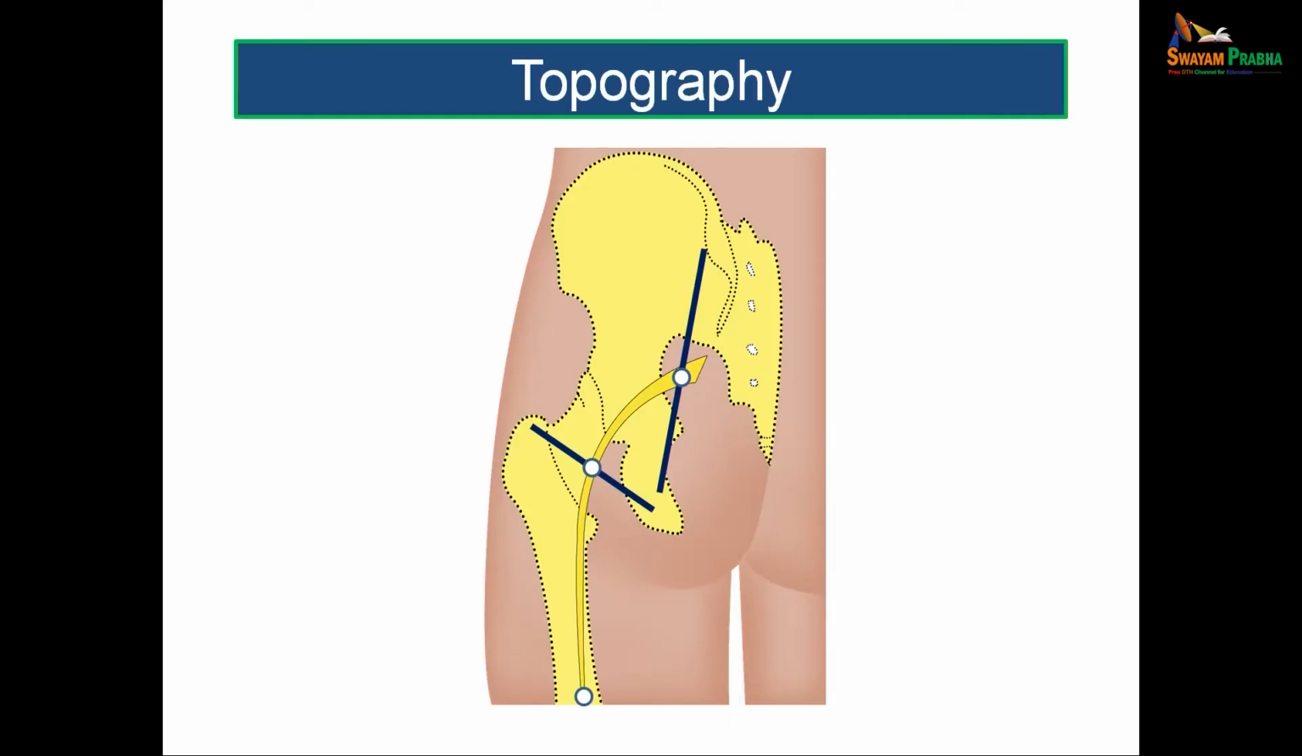All these 3 points will be connected by a curved line, which will indicate the sciatic nerve. The convexity of the line should face superolaterally. So, that is the surface marking of sciatic nerve.